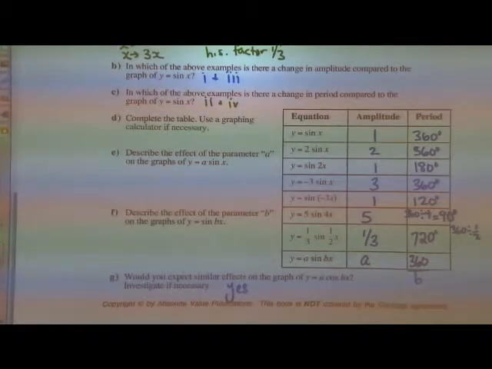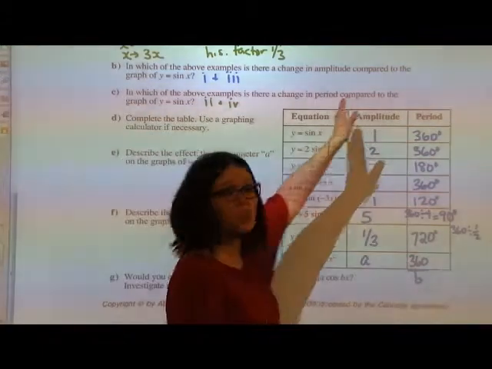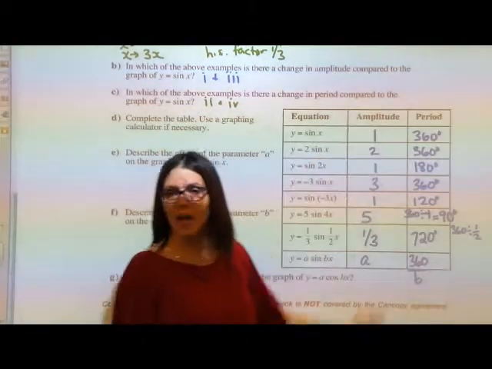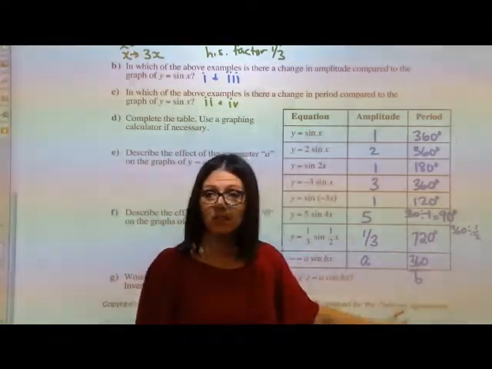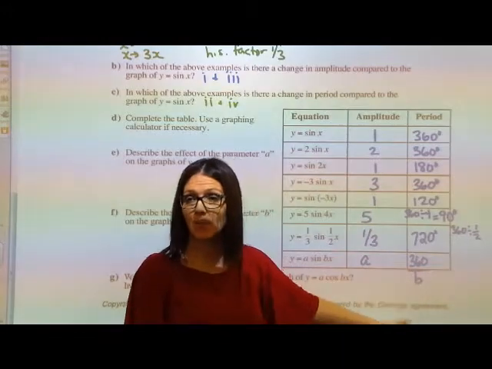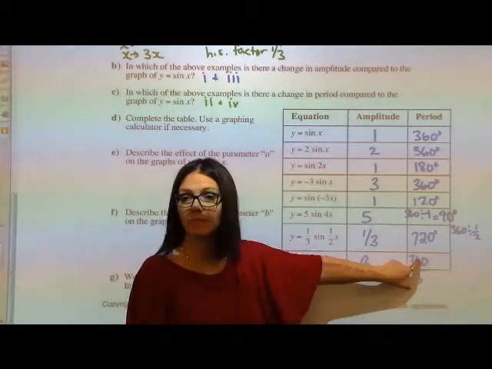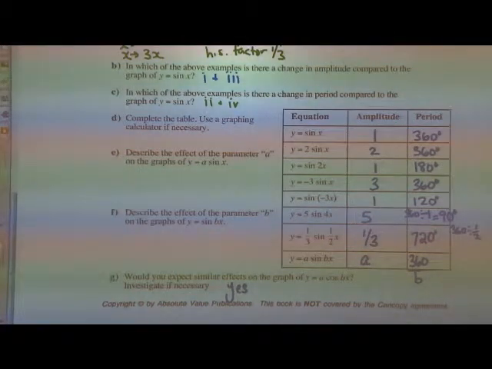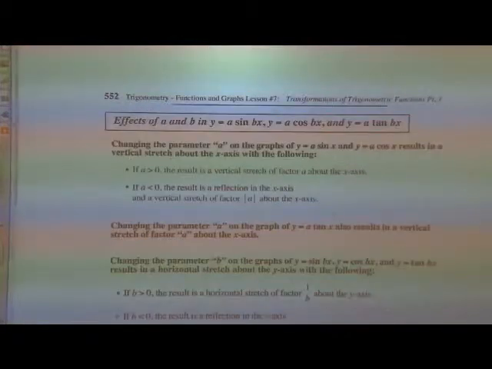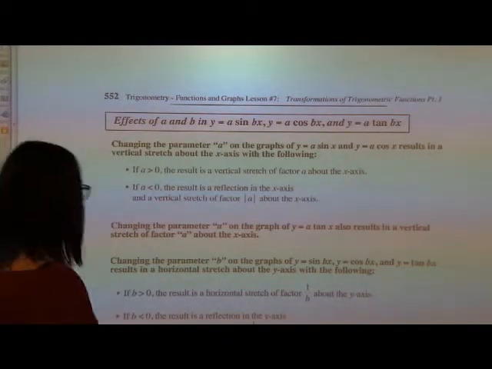It doesn't really have an amplitude. I would still get these stretches, but I wouldn't actually record an amplitude with tan. What would happen with the period? Instead of dividing 360 by B, what would I be dividing? 180, because tan's period is 180. Okay? So the next page basically, in a sense, summarizes this.